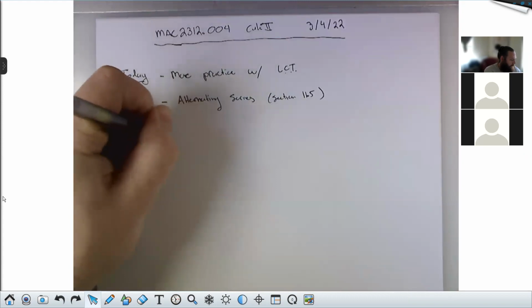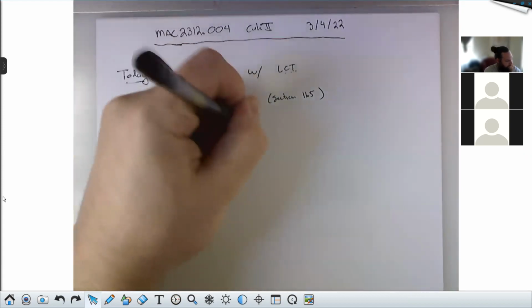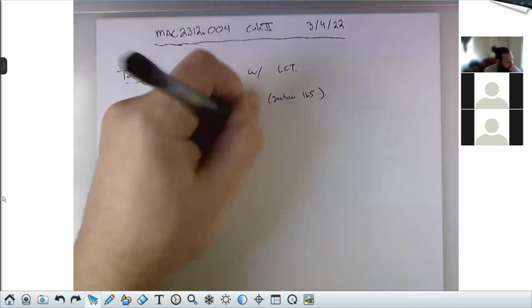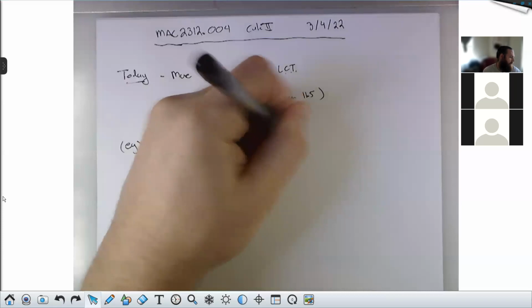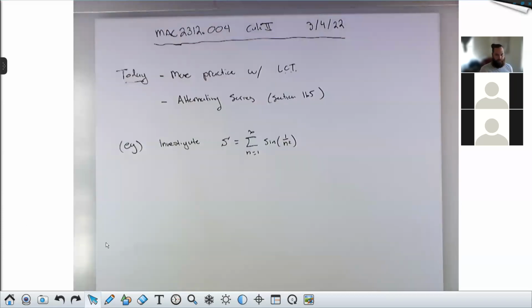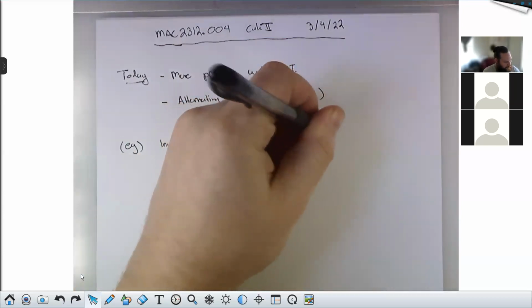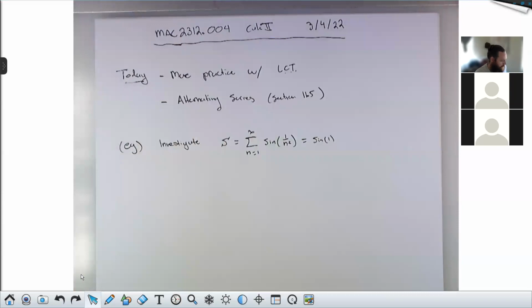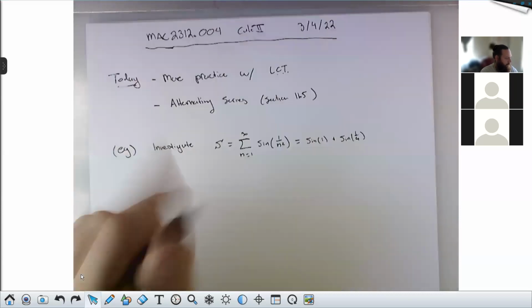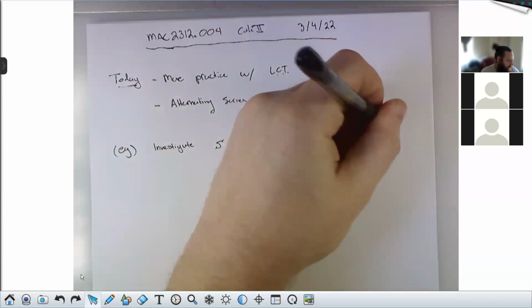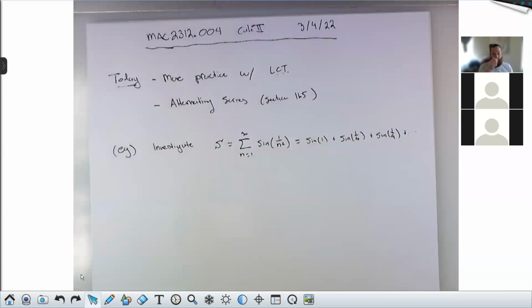So I'm going to start by saying, let's investigate the series S equals sigma n from 1 to infinity of sine of 1 over n squared, whose first few terms are sine of 1, and then sine of 1/4, sine of 1/9. The next term would be the sine of 1/16, and so on.